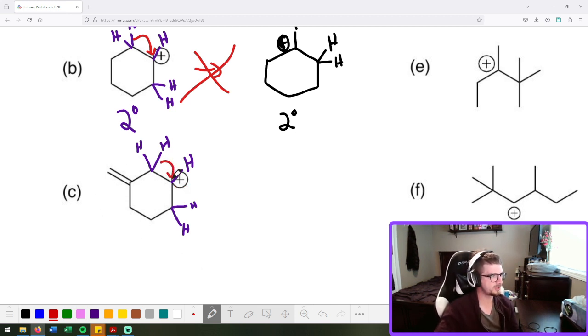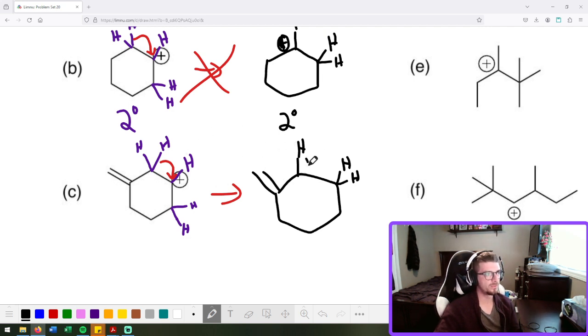Now, if we take one of these hydrogens, then what we produce is this molecule here. So this is a secondary substrate. This is also a secondary substrate. However, these are not the same because there is a pi bond that is one bond away, so in this case, we would break the pi bond and use the electrons to form a double bond between these carbons.